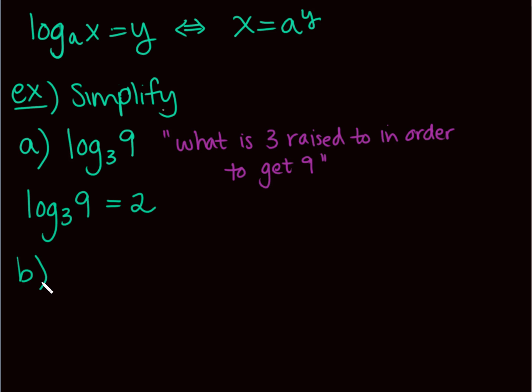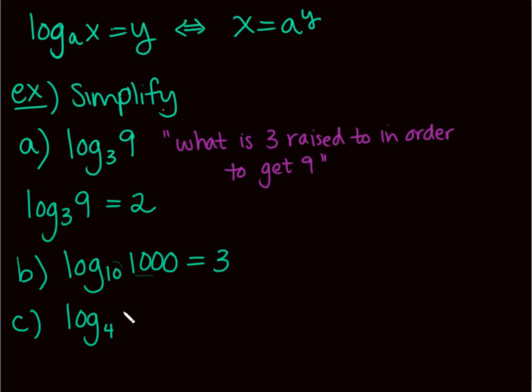Some other examples here. Well, not easy, this isn't trivial. Log base 10 of 1,000. Again, what is this asking? What exponent would I use on 10 in order to get 1,000? That'd be 3. Okay, let's look at some other ones. What about log base 4 of 64? What do I raise 4 to in order to get 64?